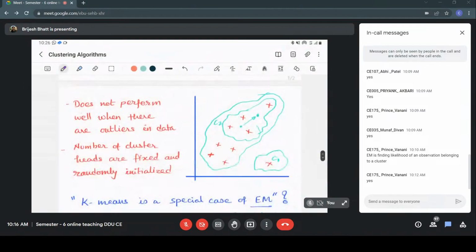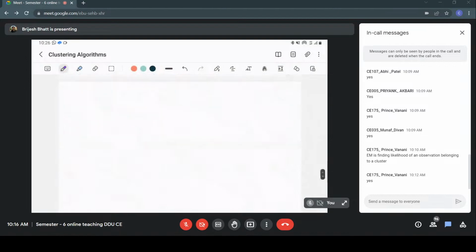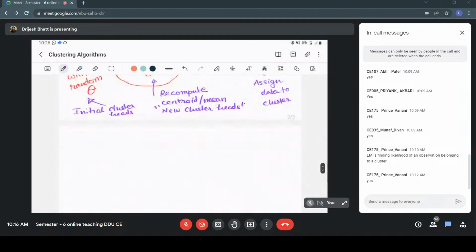Now let's talk about these two things. So one is the issue of outliers. We said that the k-means algorithm suffers due to the issue of outliers, and for that a variation of the k-means algorithm is proposed, which is known as k-medoid clustering.